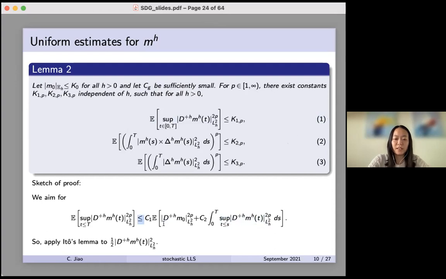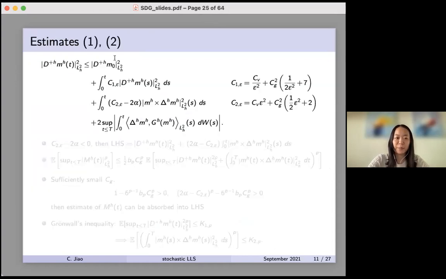For this inequality, we can apply Ito's lemma to d plus h m squared in the L_h^2 norm. And after some calculations, we obtain this inequality for arbitrary positive constant epsilon. So let's look at what's on the right-hand side. We have a gradient of m_0. We have the integral of d plus h m, which is what we desire. But we also have terms like m cross Laplacian squared and a stochastic integral term. So we have to address the last two terms.